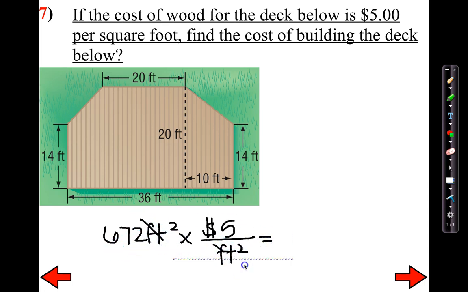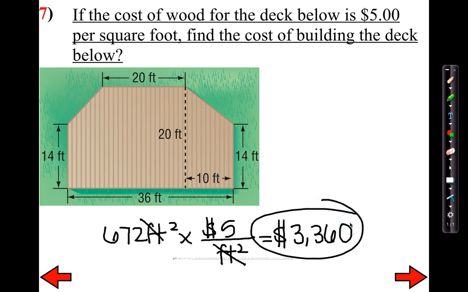You'll notice here, feet squared cancel out. So if you multiply by 5, it's going to give us a grand total of 3,360. You'll notice we're left with the units of dollars. So I would say it's going to cost $3,360 to build this deck just for the material alone.